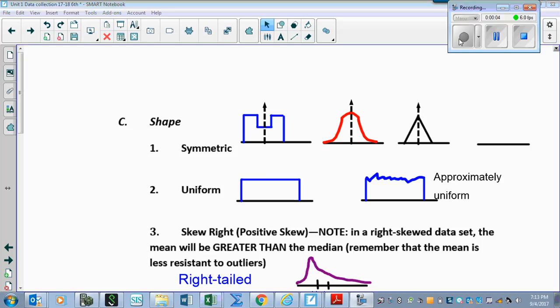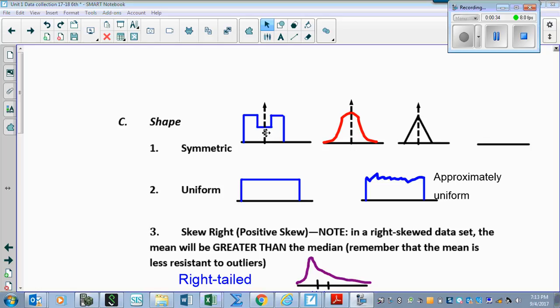Now we're going to talk about the second S in CUSS, which is the shape of the distribution. There are a few different ways that we can use to describe it. A symmetric distribution is one where, if you can make a vertical line that would split it right in half, and you folded it over, it would look exactly the same. This one kind of looks like the top of a castle. We could say that that shape is symmetric.